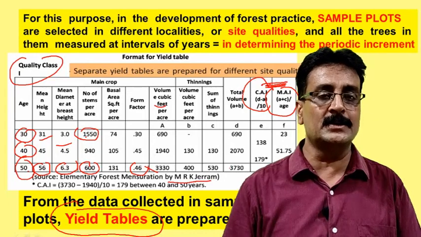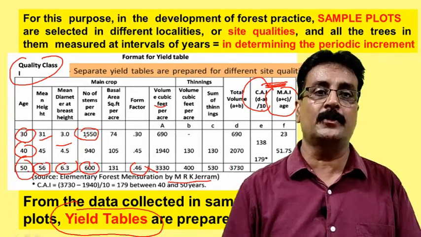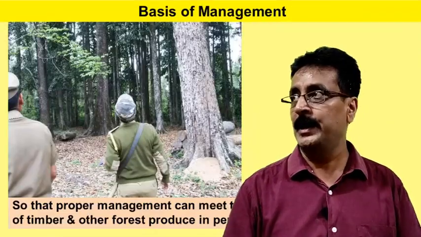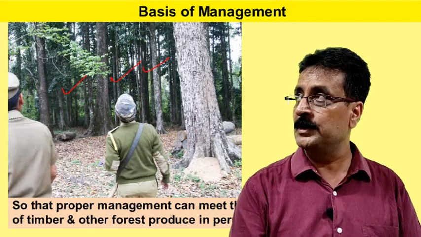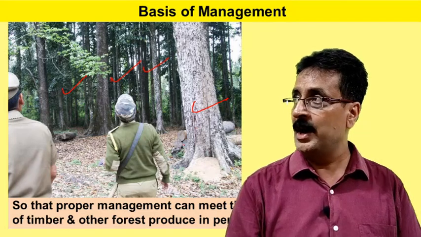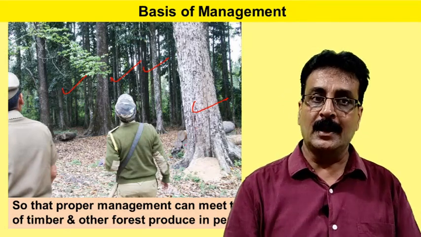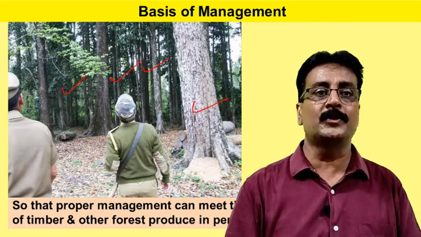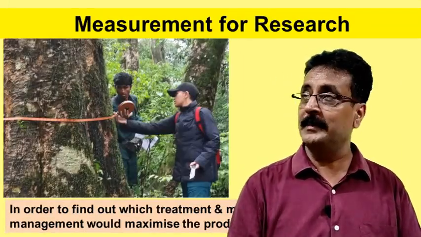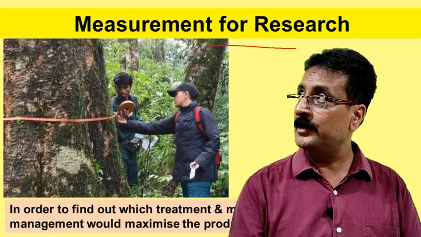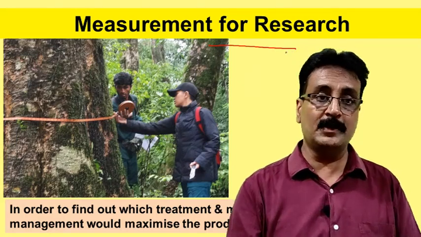So yield table is ultimately the important one for us for management. With proper management, we can meet the demand. So this has to be properly managed, and we should know in continuity how much we have to harvest, how much we have to grow, and what time it takes for maturity. So that management is very important. And also management for research. Now next is management for research.